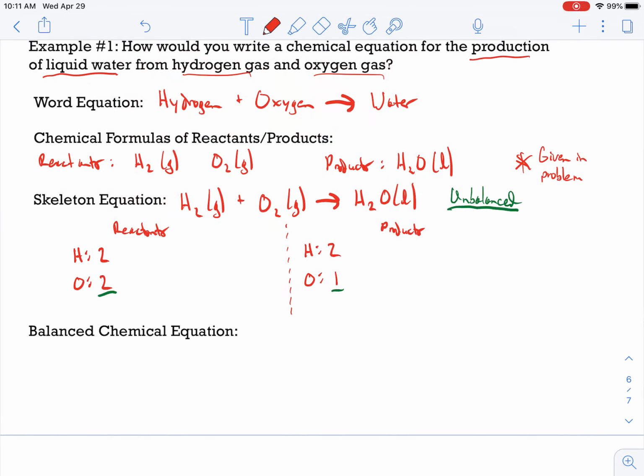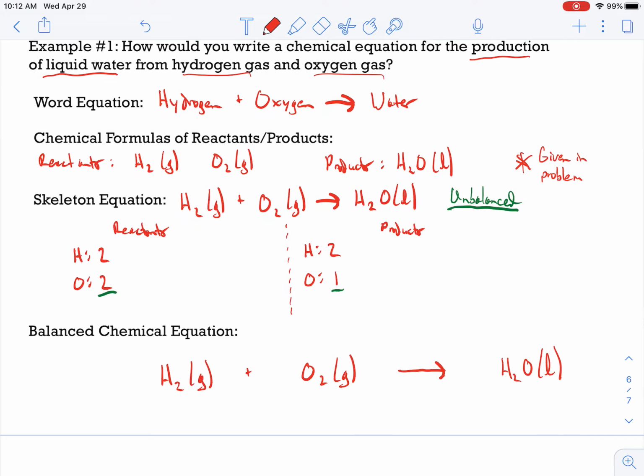So what we're going to want to do is adjust our coefficients so that we have a balanced chemical equation. We still know the reactants and the products are going to be the same. Still going to have H2 as a gas, combined with oxygen as a gas. We're still going to produce liquid water. But what we want to do is adjust our coefficients so that what we have is completely balanced, same number of reactants as we have products.